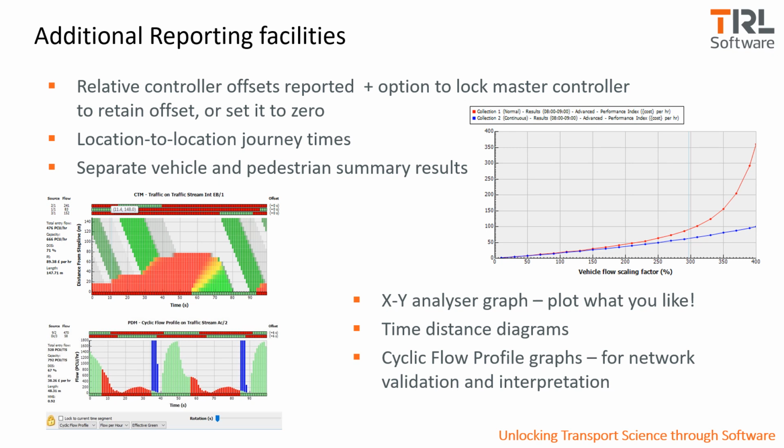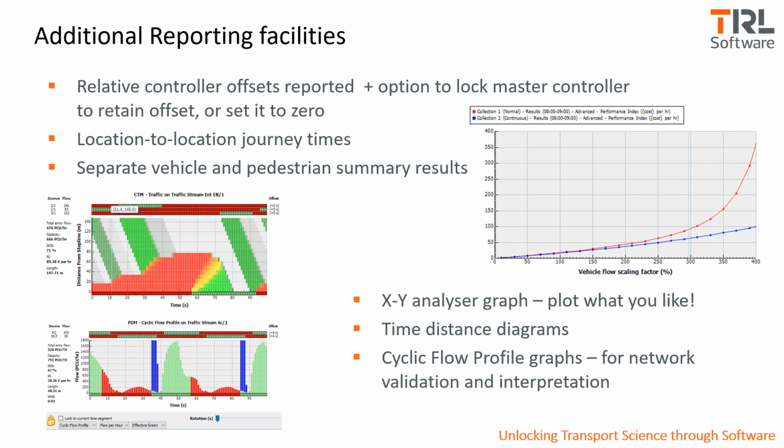There's a lot of additional reporting facilities here. You can ask optionally to have a relative controller offset value reported relative to a locked master controller offset. You've got location to location journey times within each ODA matrix, which can be very useful. And then you've got separate vehicle and pedestrian summary results shown in the outputs as well.